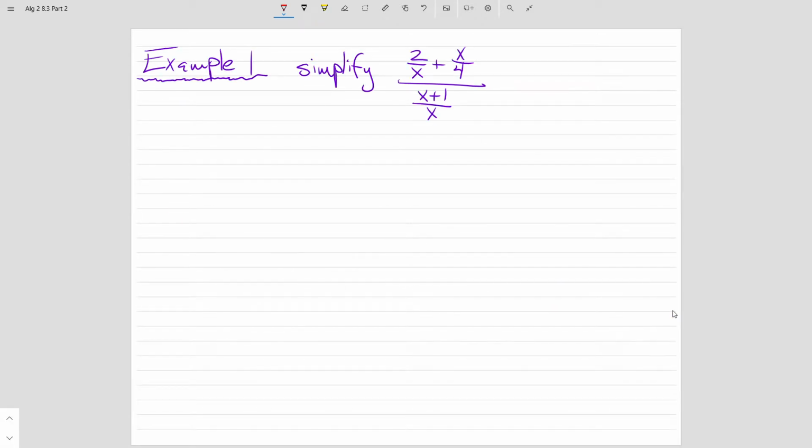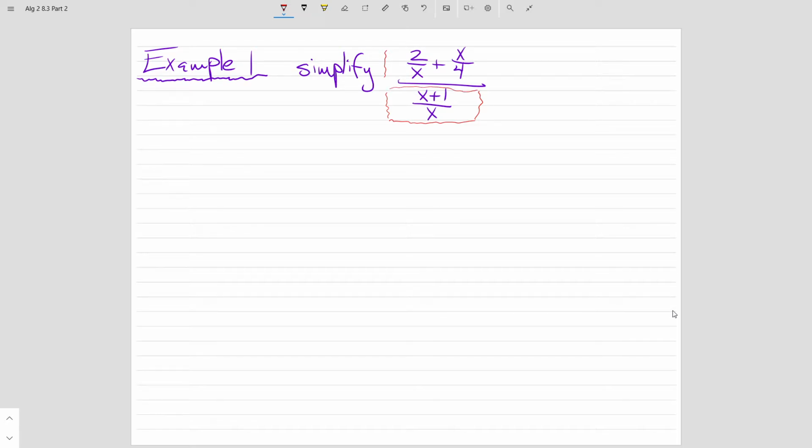So let's look at one example here. So we've got 2 over x plus x over 4, all over x plus 1 over x. And like I said, that looks kind of terrible. I get it. So when I mentioned that we want to try to have a single fraction on top and a single fraction on bottom, well, our denominator already is a single fraction, so we're kind of halfway there.